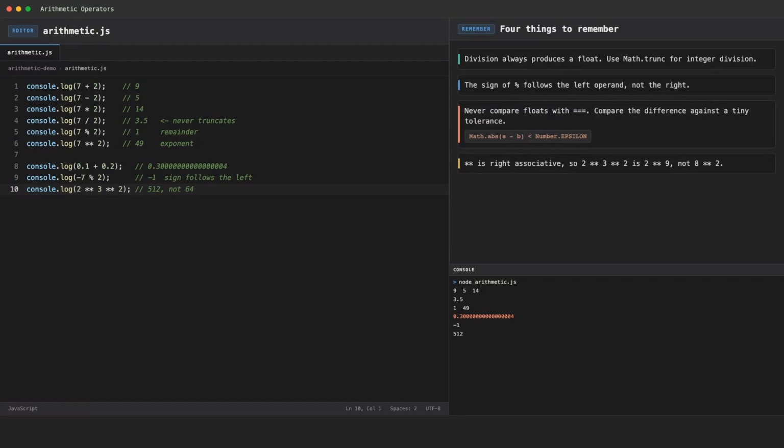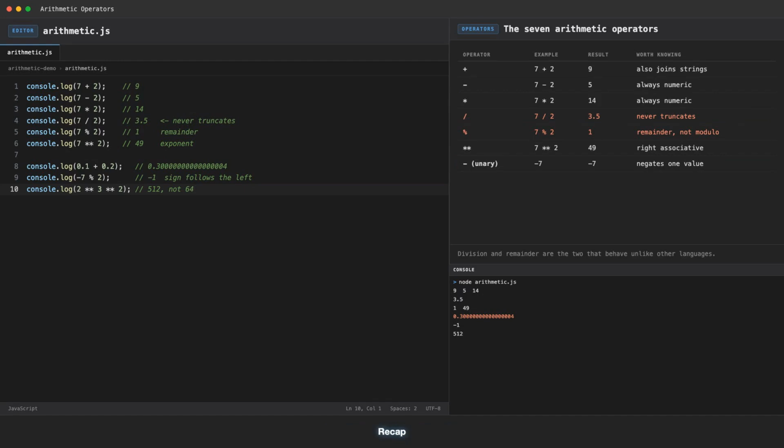This has one very important practical consequence. Never compare two decimal results with 3 equal signs. 0.1 plus 0.2 does not equal 0.3. Instead, check whether the difference is tiny enough. Number.EPSILON gives you the smallest meaningful difference. Take the absolute difference and compare against that. And as we said last video, keep money in whole cents. Integers have no precision problem whatsoever.